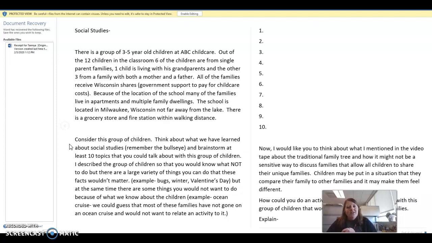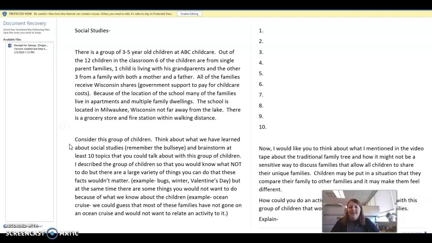So what I want you to do is think about that group of children and things that would relate to them and things that wouldn't relate to them. And then I said, consider this group of children. Think about what we have learned about social studies. Remember the bullseye. The children are still pretty egocentric. They're not completely. They start understanding communities and families and things like that, but not much farther out than that.